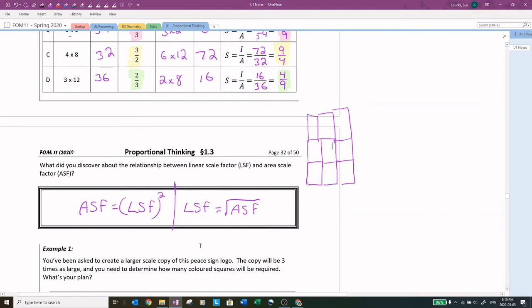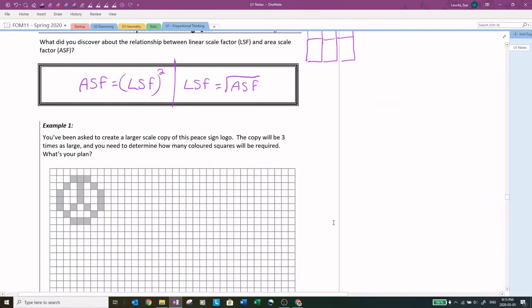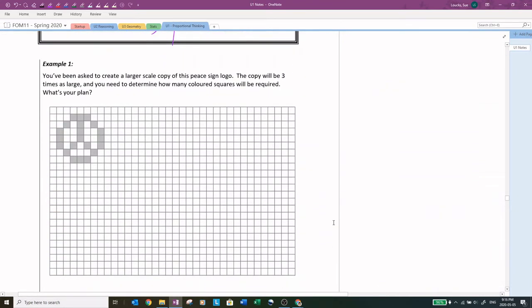Okay? All right, here's a question for you. You've been asked to create a larger scale copy of this peace sign logo. The copy will be 3 times as large, and you need to determine how many colored squares will be required. What's your plan?